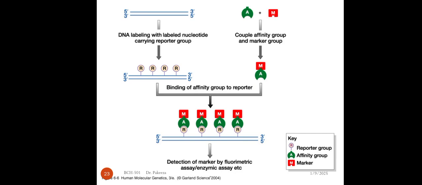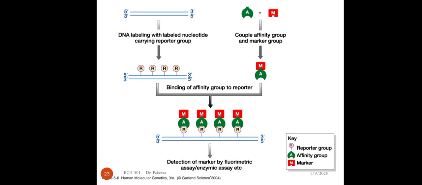Here you are being shown a very interesting aspect of the labeling of DNA. You can see here that if you have a double stranded DNA molecule, you can first label it with the reporter group, and you can do it via inserting or via providing the cell with the labeled nucleotide for their in vivo replication purposes.